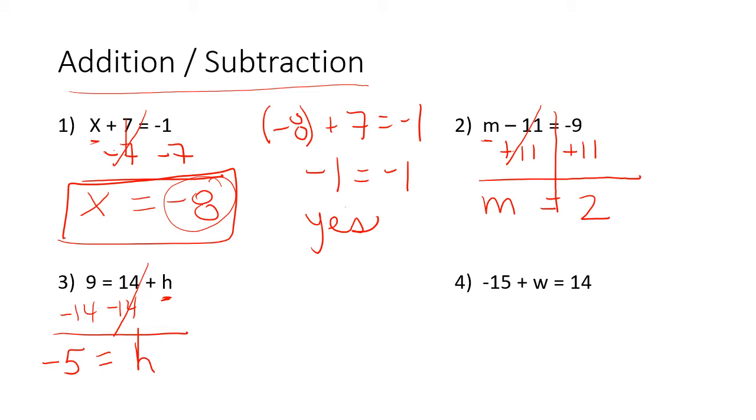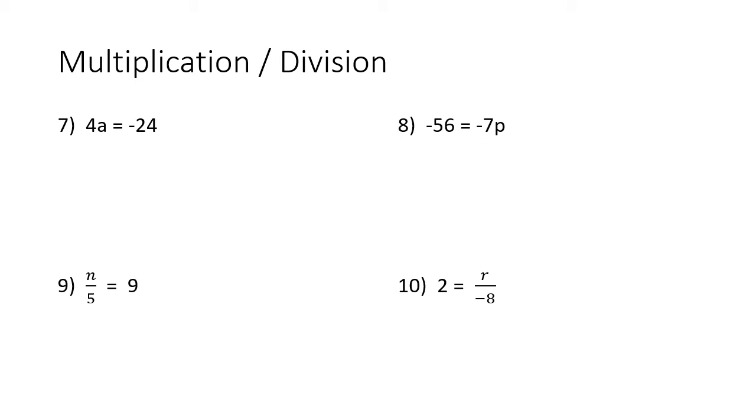Number 4, -15 plus w equals 14. Find your variable. What is happening to it? Look in front of the 15. 15 is being subtracted. It is a -15. So we do the inverse operation, add 15 to both sides. When we do that, we get w equals 29. 14 plus 15 is 29. Go ahead and stop the recording and finish the rest of the practice for addition and subtraction on your own.